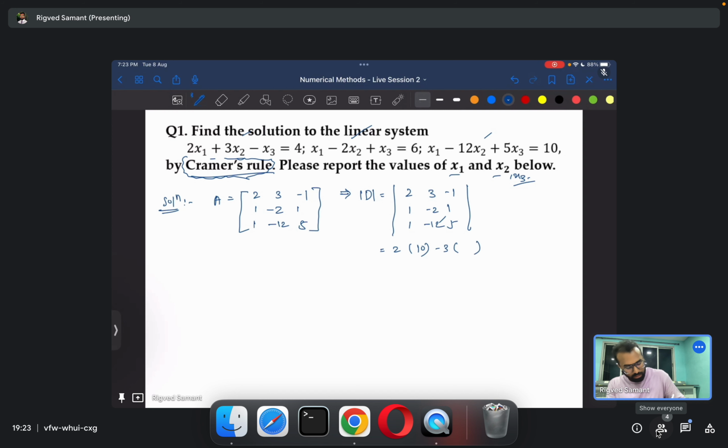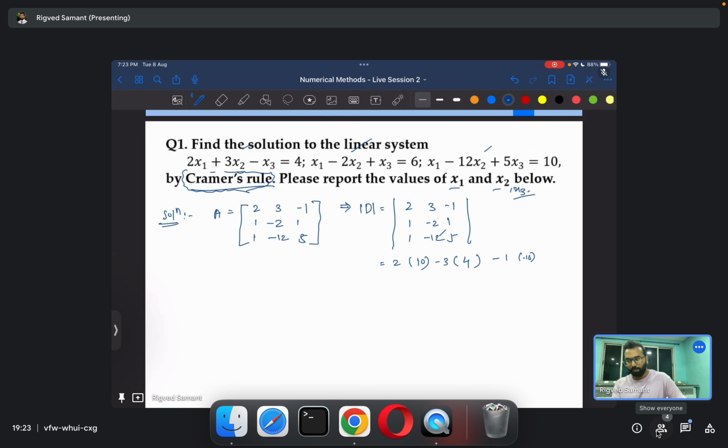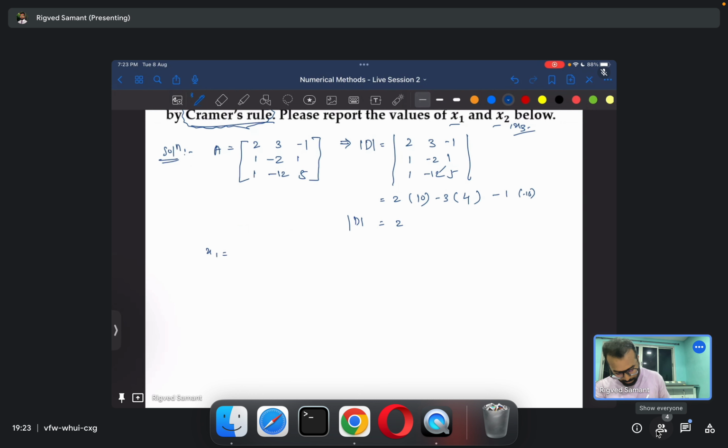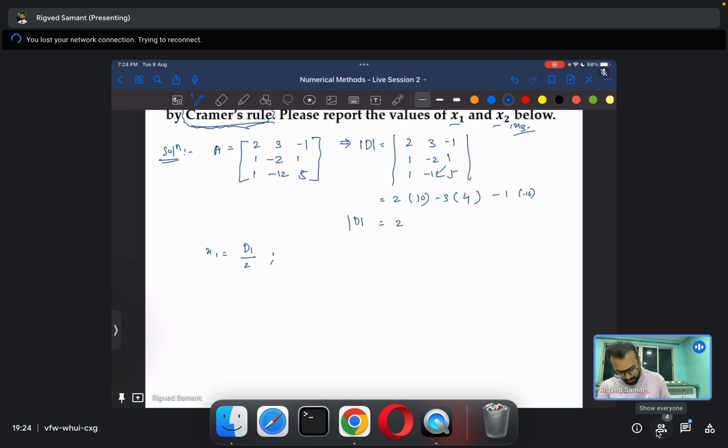Then into 3, minus 1 into. So 5 minus 1 is 4, minus 12 plus 2 is minus 10, right? So what will be D? D would be 2. So your x1 would be d1 divided by 2, that is d1 divided by d. x2 would be d2 divided by d, that is 2. x3 would be d3 divided by d, that is 2. This value is d, okay, for all. So what is d1?